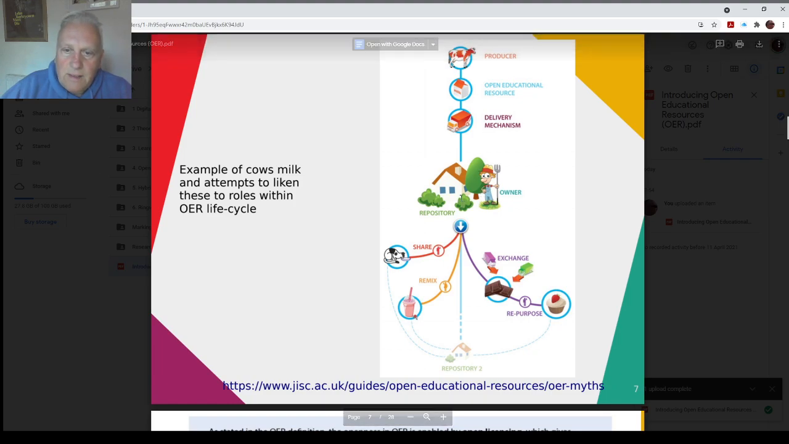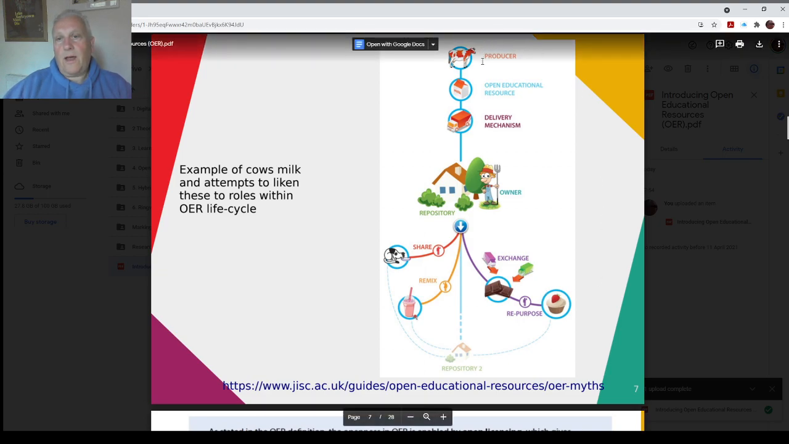So what happens next is these repositories, the churns of milk, cartons of milk, are distributed. A carton might be distributed via a supermarket. A cat might get some milk to drink. It might be remixed with other resources to give you a milkshake. It might be exchanged with other resources to be repurposed, so the outcome might be a cake. That's just to give you a brief idea of the life cycle of where they come from: producers, owners, and sharing and remixing.